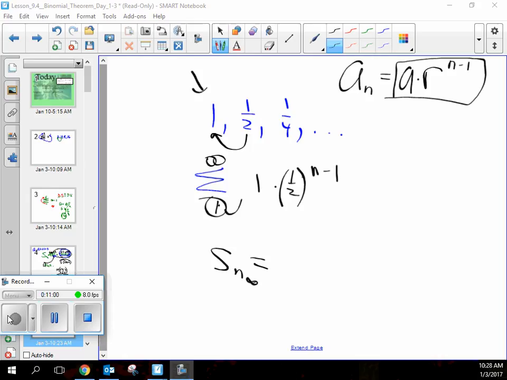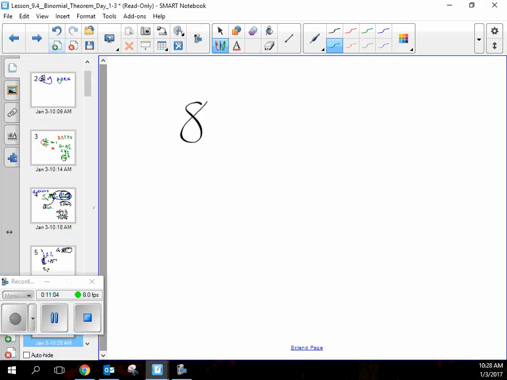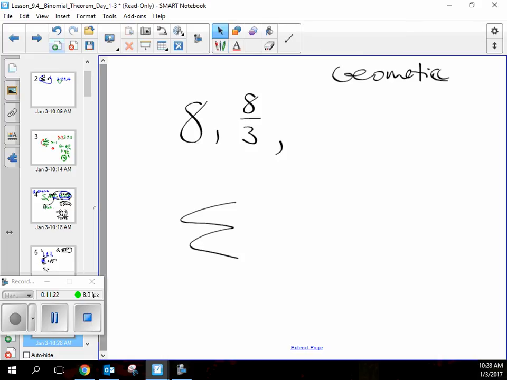All right, let's see if you can do one since you weren't awesome at that one. Let's say I took 8, and the next one is 8/3. And I can tell you it's a geometric. And I'd like you to tell me, if I wanted you to just add up the first 4 terms of this thing, write me the sigma. Put it in a sigma form. That would tell me the first 4 terms. I'll pause for a second while you give that one a try.